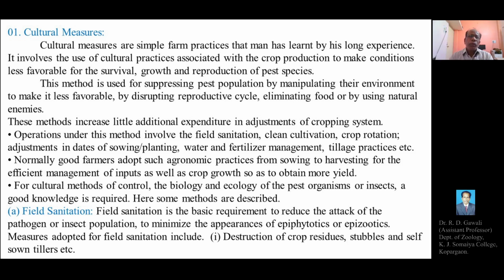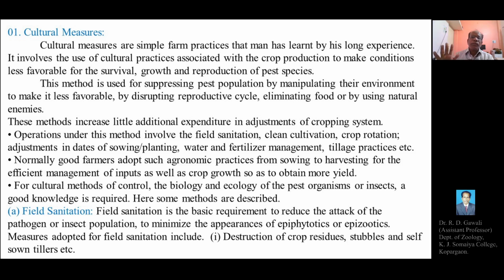Normally, good farmers adopt such agronomic practices from sowing or planting to harvesting for the efficient management of inputs as well as crop growth so as to obtain more yield. So, the main purpose of practicing these activities in agricultural practices is to obtain more yield of the crop.